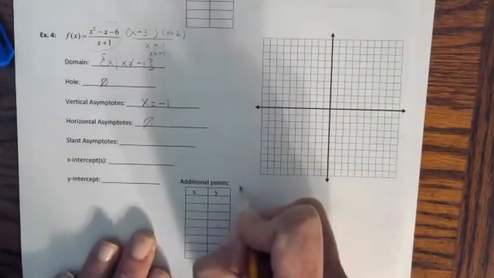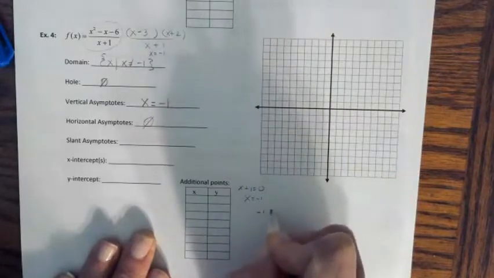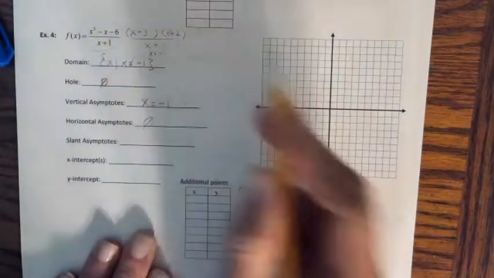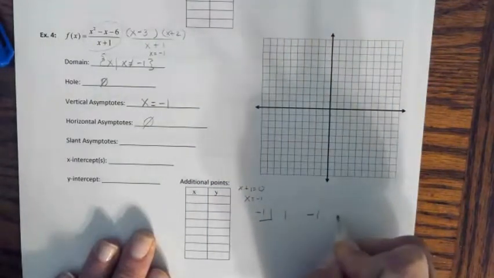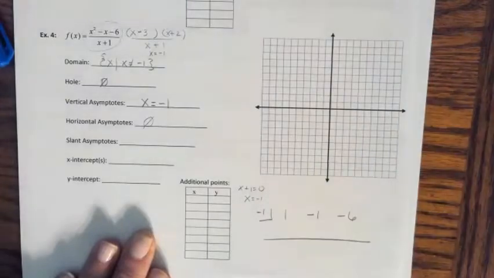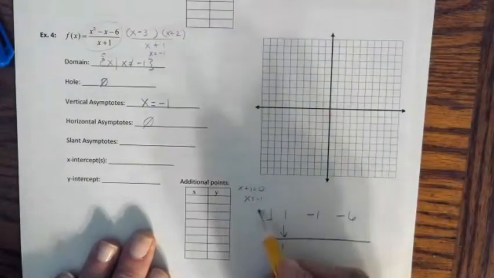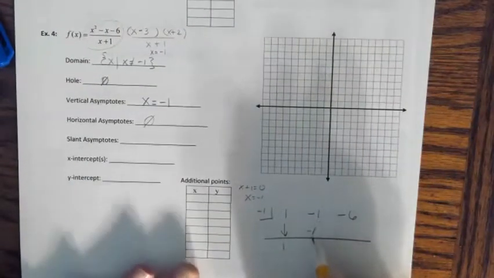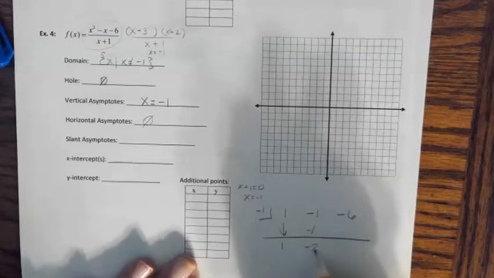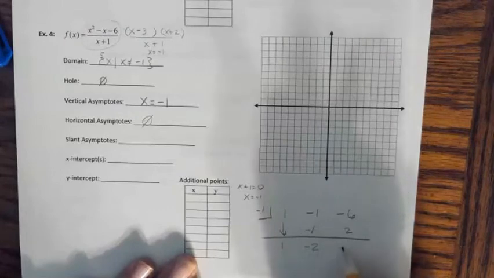So down here, you set your x plus 1 equal to 0, and you get x equals -1. That goes in your box. And then your coefficients of your numerator, your polynomial, so I have 1, -1, -6. I'm going to drop down my 1 here. -1 times 1 is -1. -1 times -1 is -2. -1 times -2 is 2. I add these, I get -4.